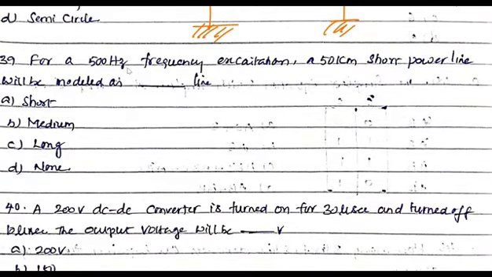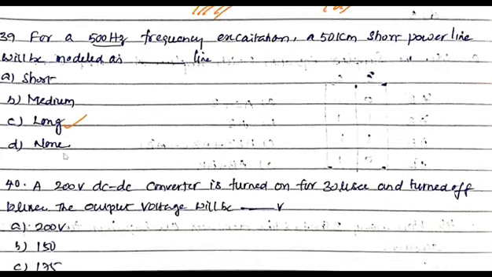For a 500 Hz frequency excitation, a 50 km short power line will be modeled as. So as the frequency is high, okay, the line is modeled as a long transmission line. Answer is C, long transmission line.